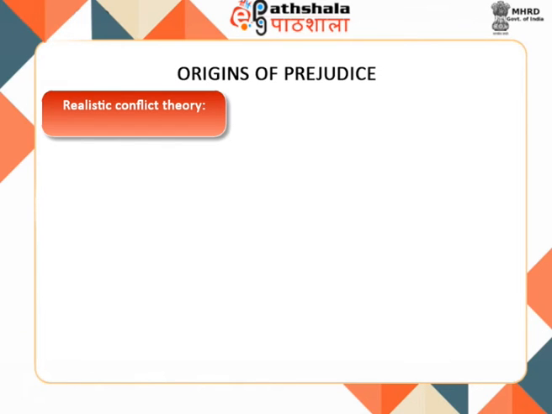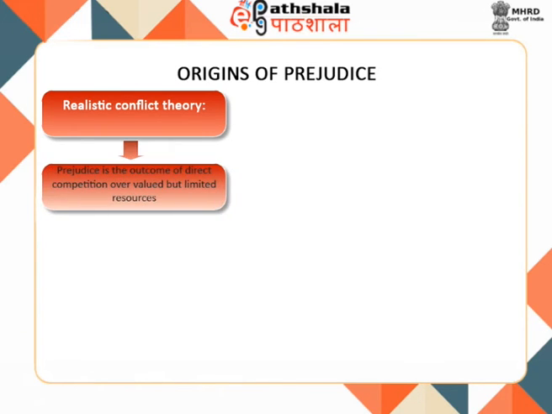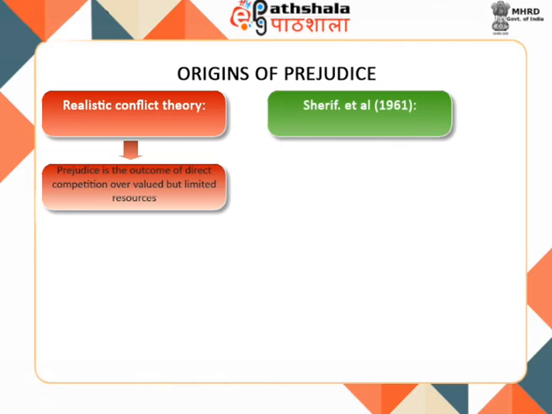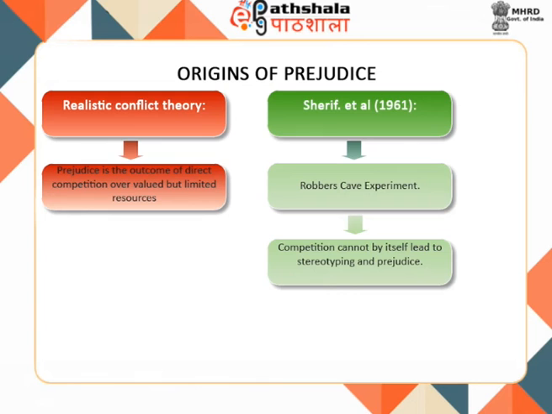Realistic conflict theory argues that prejudice is the outcome of direct competition over valued but limited resources. Sherif et al. conducted an experiment to see how prejudice develops between groups, called the Robbers Cave experiment. Competition cannot by itself lead to stereotyping and prejudice. Rather, it is the relative deprivation they experience that is crucial.